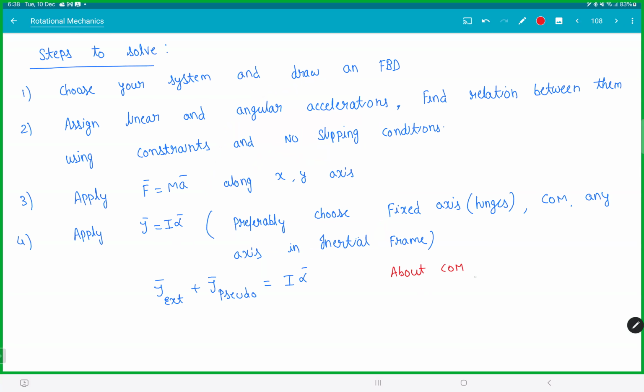So about center of mass, the torque due to pseudo force is zero since pseudo force passes through center of mass. Just like mg is drawn from center of mass, pseudo forces are drawn from center of mass. So your center of mass will always work. So sometimes if you get confused about which point to take, don't find a fixed point, take center of mass. That's the safest one. Solve the equations.